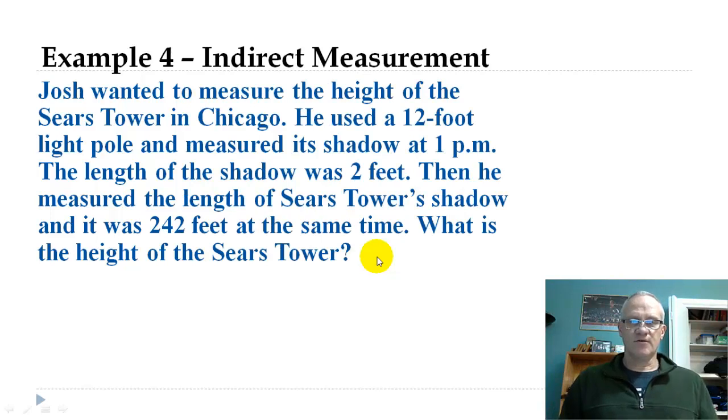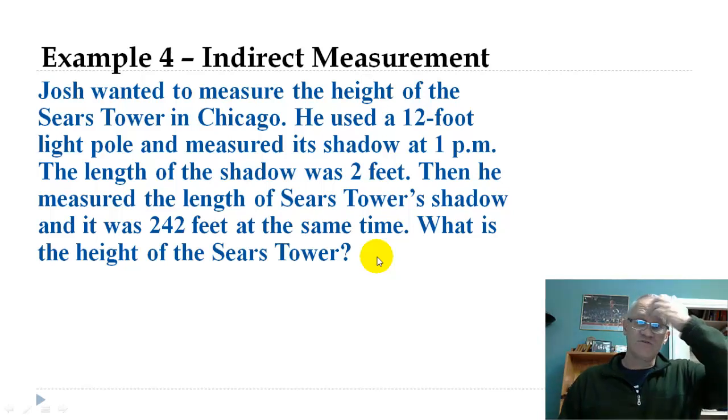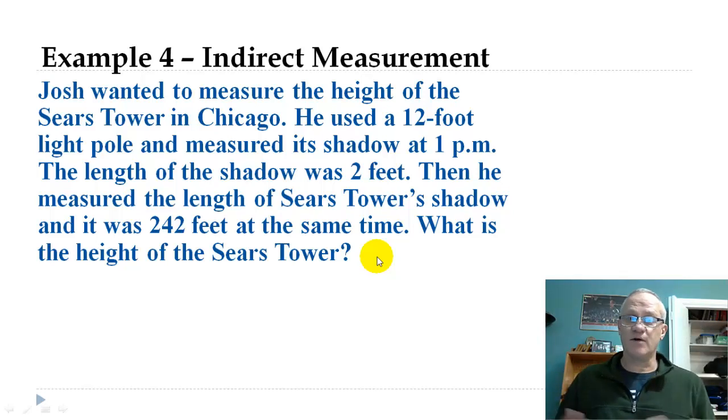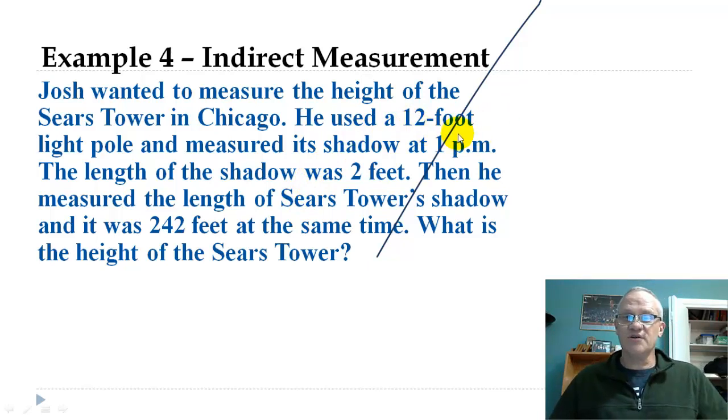All right. Fun, fun, fun. Word problem. All right, Josh wanted to measure the height of the Sears Tower in Chicago, which, by the way, is now called the Willis Tower. They changed the name of it. He used a 12-foot light pole and measured its shadow at 1 p.m. The length of the shadow was 2 feet. Then he measured the length of Sears Tower shadow. It was 242 feet. What's the height of the Sears Tower?